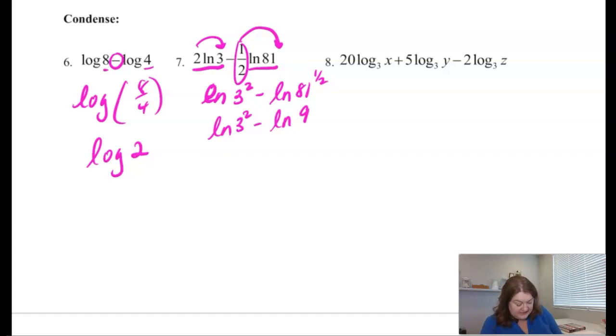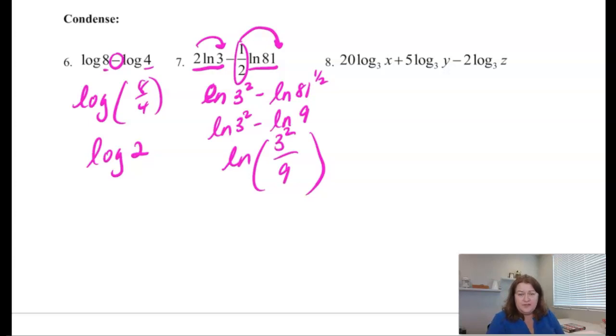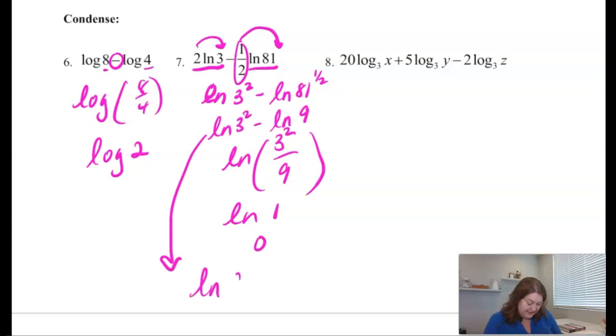Okay, so now I could condense them together and say it is ln of 3 squared over 9, or I could have done the 3 squared first, right? And then if I look at it like this would be ln of 1, and ln of 1 is 0. If you are still working on this one, you could have called it ln of 9 minus ln of 9. Something minus itself, still 0. Okay, so lots of ways to condense.